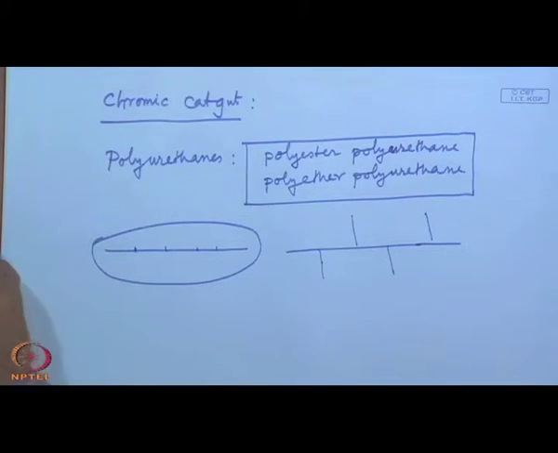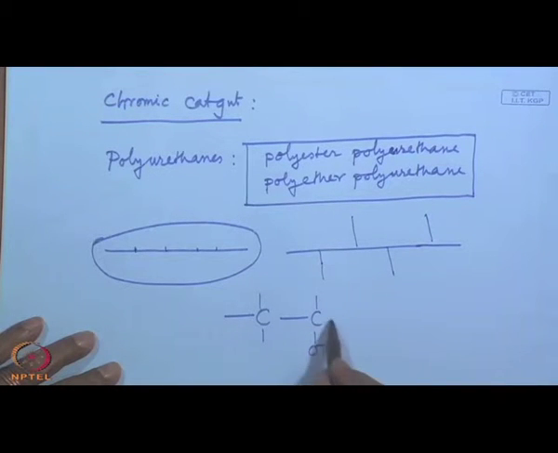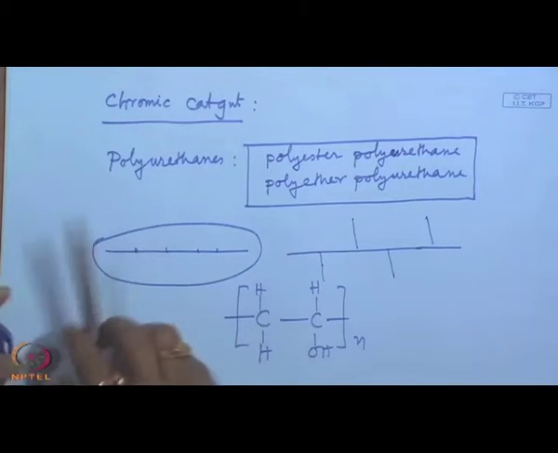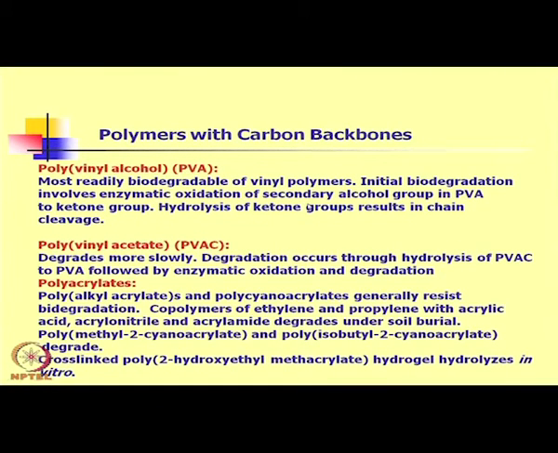These are say polyvinyl alcohol. I have shown you the formula of polyvinyl alcohol. Once again you can see this polyvinyl alcohol. This polyvinyl alcohol, PVA, is the most readily biodegradable vinyl polymer. Initial biodegradation involves enzymatic oxidation of the secondary alcohol group. This is the secondary alcohol group in PVA to ketone group.